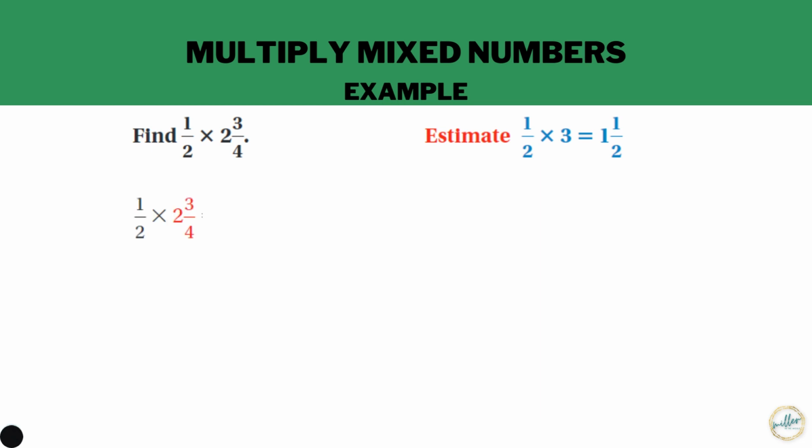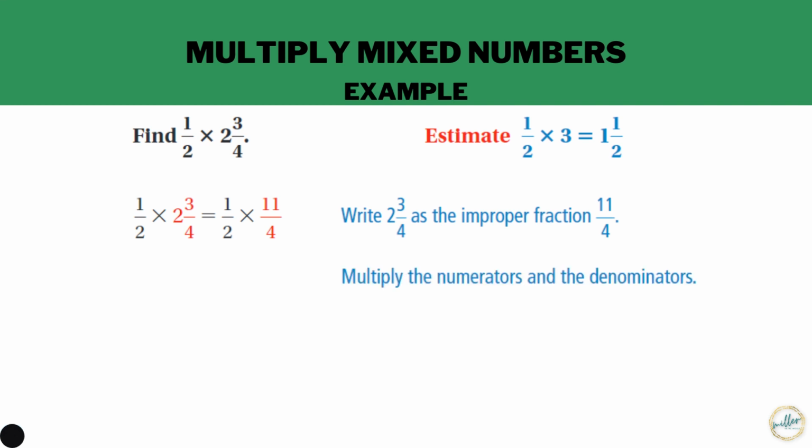One of the most important things to remember when you're multiplying mixed numbers is that you need to change those mixed numbers to improper fractions. If you just try to multiply the 1/2 times the 3/4 and stick the 2 back on the answer, that is not going to give you the correct answer. So we need to change 2 3/4 to an improper fraction. That will be equal to 2 times 4, which is 8, plus 3, 11/4.